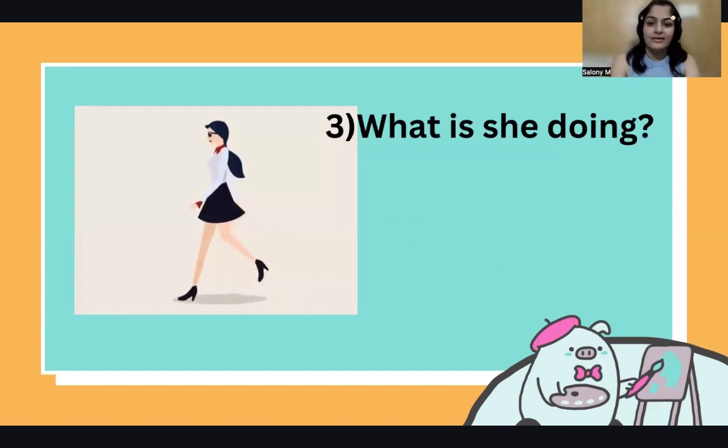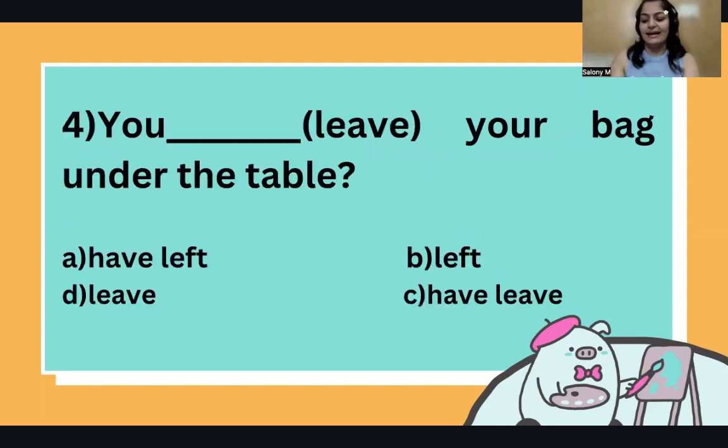Very good. Now, what is she doing? Again, this is present continuous. She is working. Now, again, this is: you dash your bag under the table. Look at the form of "leave". What will be the right form of "leave" here? This is present perfect tense, something that you have done. So you have left your bag under the table. This is the right answer.